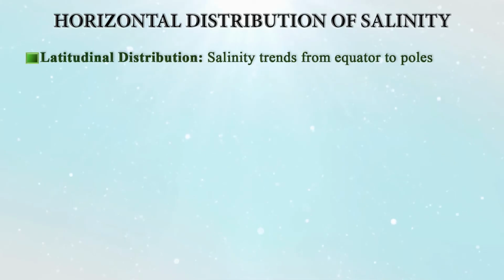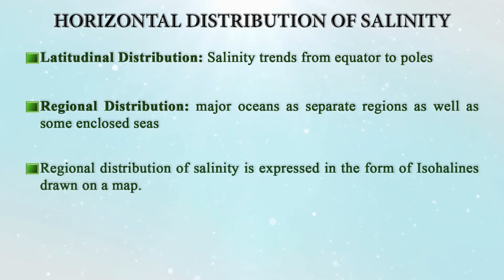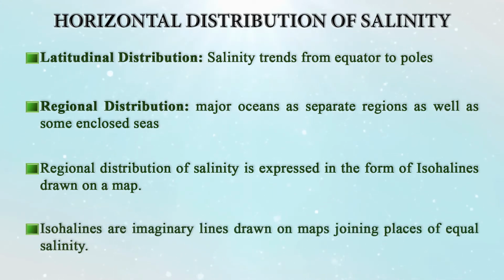Now, let us study the distribution of salinity of the oceans, both in terms of the horizontal distribution and vertical distribution, like we studied in the previous video program, the horizontal and vertical distribution of temperature in the oceans. Horizontal distribution is studied in two ways, like latitudinal distribution, where we see the trends of salinity from the equator towards the poles, and regional distribution. In terms of regional distribution, we take major oceans as separate regions and discuss the salinity trends. While studying the horizontal distribution of salinity, we use isohalines, which are imaginary lines drawn on maps joining places of equal salinity.